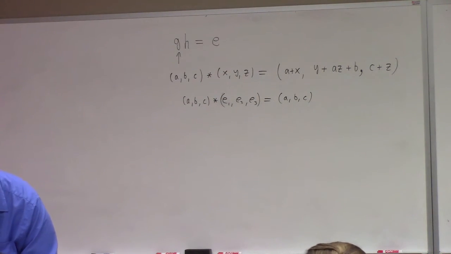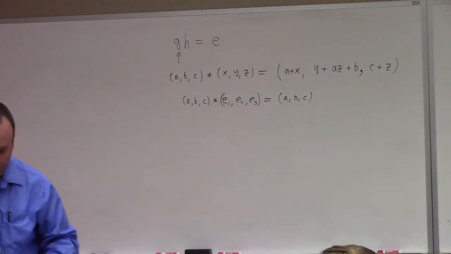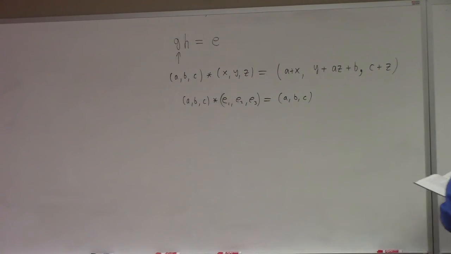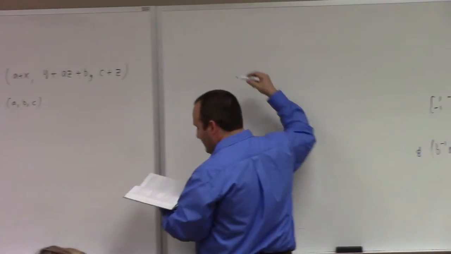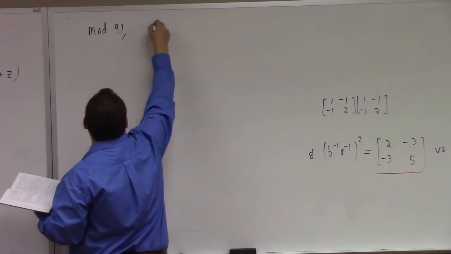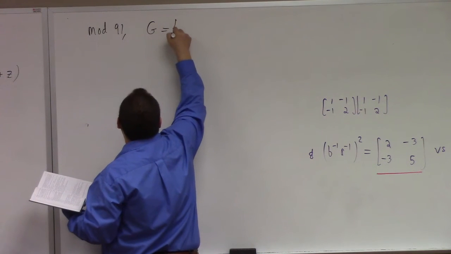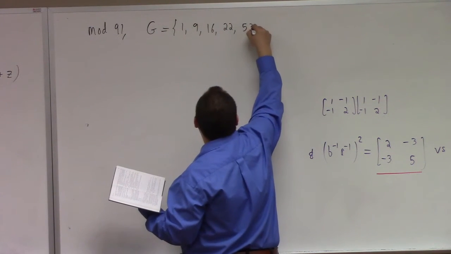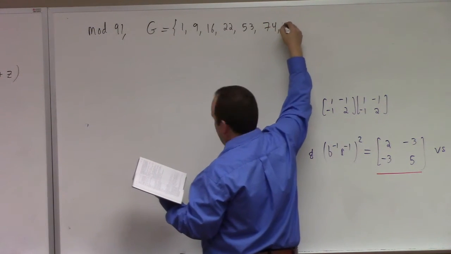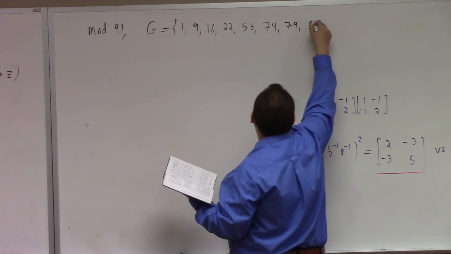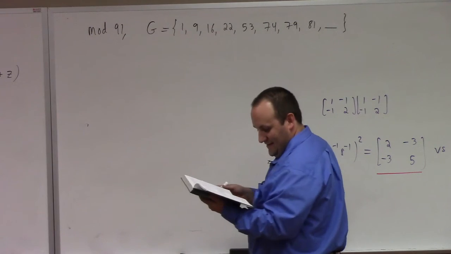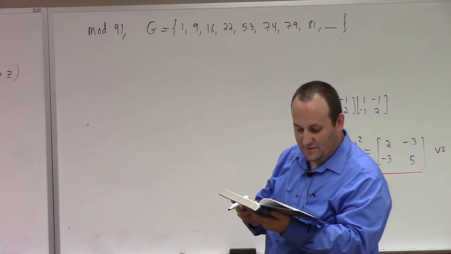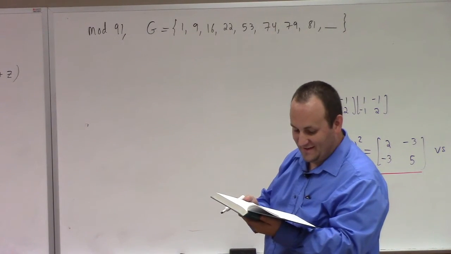Let's see here. This one's kind of cute, though. He's got modulo 91, right? You have a group under multiplication mod 91, and it has 1, 9, 16, 22, 53, 74, 79, and 81. And then apparently one thing was missing. He says an abstract algebra teacher intended to give a typist a list of 9 integers that form a group under multiplication modulo 91. Instead, one of the 9 integers was inadvertently left out, so the list appeared as above. Which integer is left out? And then he says, this really happened.